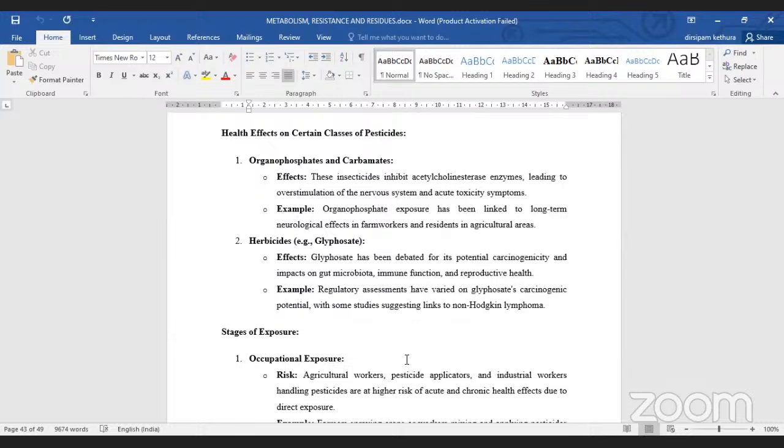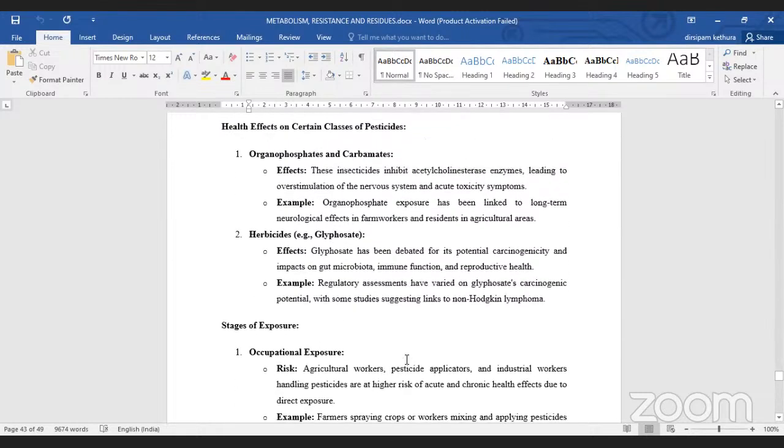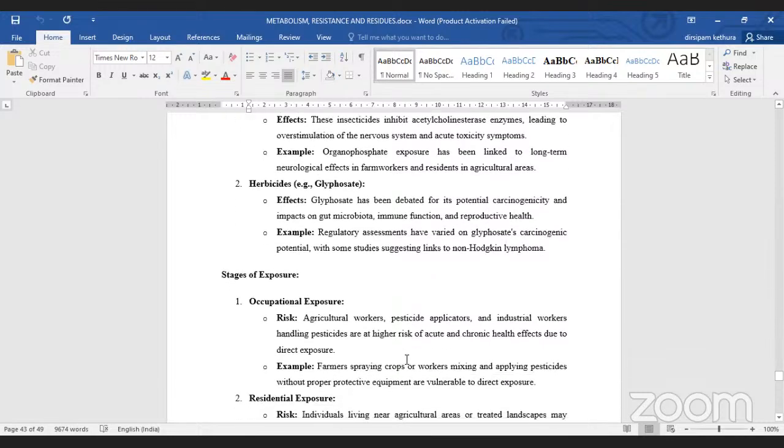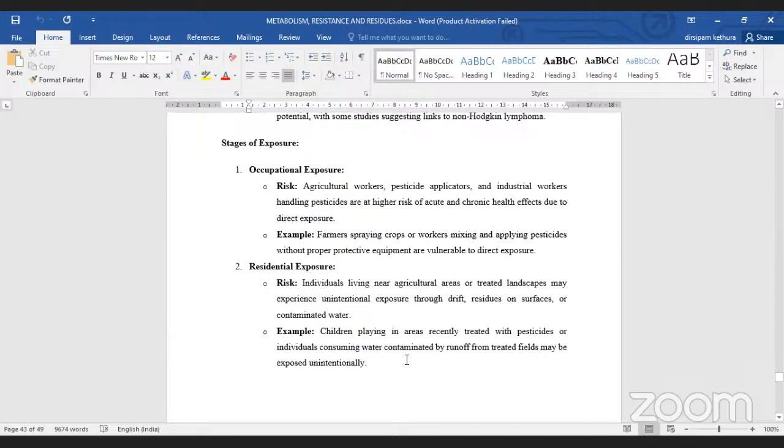Along with this, there is an impact of organochlorines. Many banned pesticides, for example DDT or organochlorines, show an impact on the central nervous system. Okay, so these are the health effects of certain classes of pesticides. We have studied organophosphates, carbamates, and glyphosate along with the organochlorines. And the next one, under the effects of pesticide residues on human beings, that is under health effects on human beings, stages of exposure.